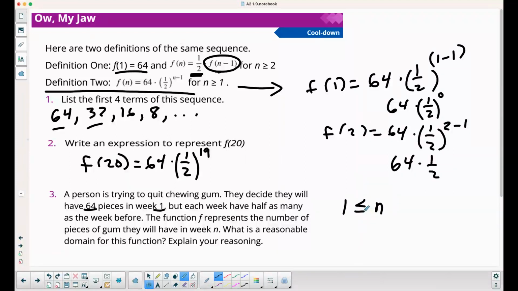Eventually, you're going to run out of gum, run out of pieces. You're not going to be having half a piece of gum or a fraction of a piece of gum. I think if you plug in 7 might be a number that's less than 1. If I plugged in 64 times 1/2 to the 7 minus 1, plug that into your calculator, I think that number is less than 1, so that wouldn't make sense. You wouldn't have less than 1 piece of gum in a week. So I'm going to say we're going to do less than or equal to 7 for my domain.